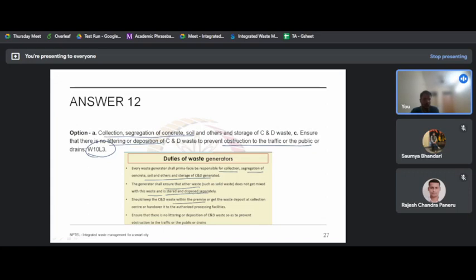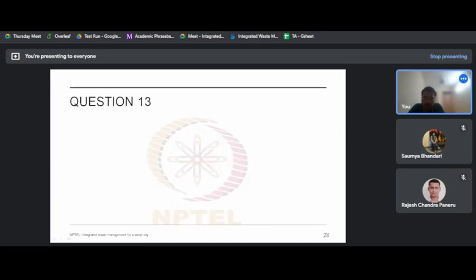Should be within the premise and it should be handed over to the authorized facilities, and there is no littering and deposition or no obstruction to traffic or public or the drainage system. So these are the multiple duties of the waste generators, the people or the other institutes which are producing the waste. So moving on to the last question, question 13.